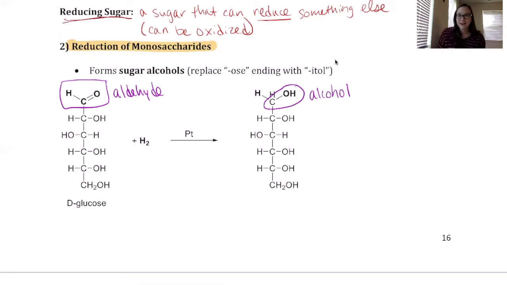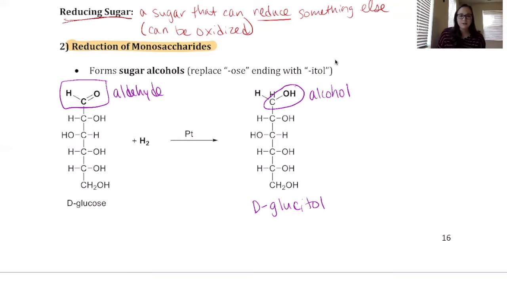So aldehyde reduces down to a primary alcohol. Again, aldehyde reduces down to a primary alcohol using our palladium catalyst and hydrogen. And then just going ahead and naming this. So we had D-glucose to start with. So we're going to have D-gluc again. We're going to drop OSE and add ITOL. Glucitol, I believe is how you pronounce that.